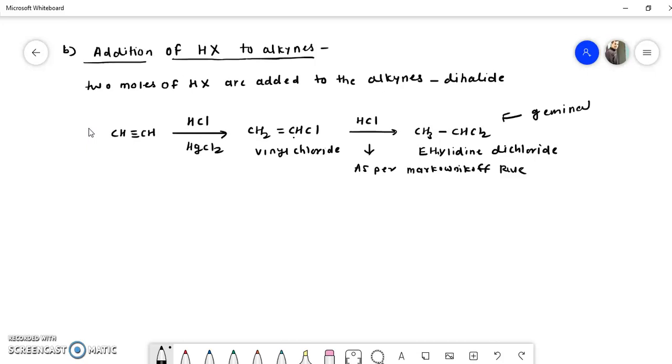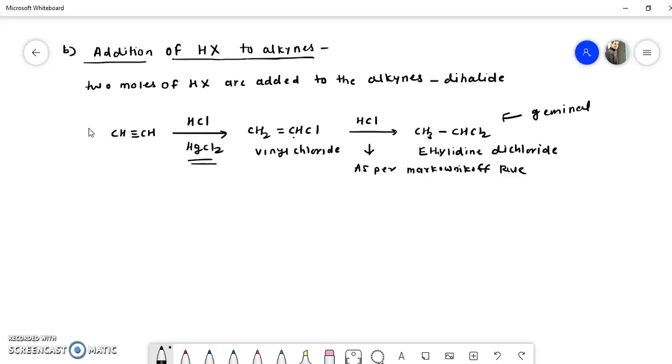Remember, what is geminal dihalide? If both the halogens are attached to the same carbon, then it is called geminal. If they are attached to different carbons, then it is called vicinal, as you know. So the reaction is catalyzed by the presence of a metal salt like HgCl2. This is used as a catalyst in this reaction.